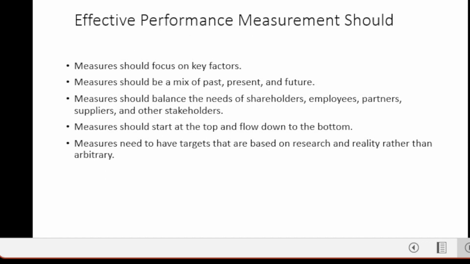So, when you want to measure effective performance, you need to look into key factors. You should have a mix of past, present, and future. You should balance between the needs of shareholders, employees, partners, suppliers, and other stakeholders. You start from the top and flow to the bottom. And then you need to have targets that are based on research and reality rather than just arbitrary.